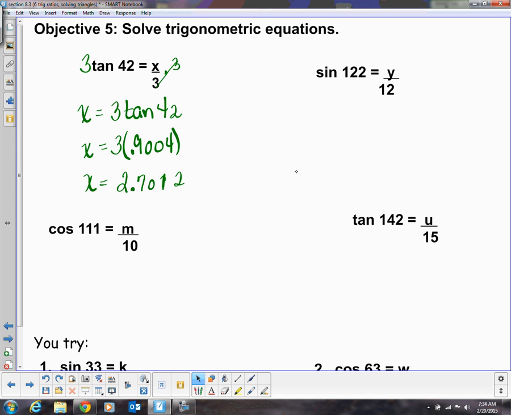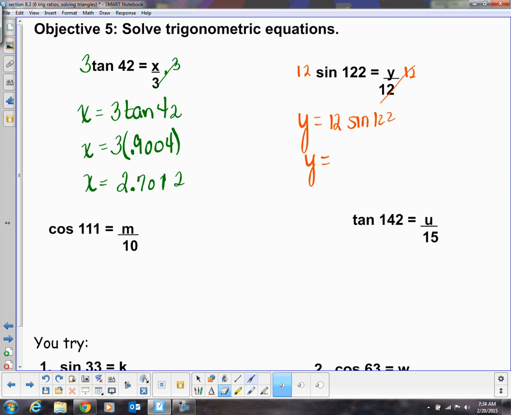What do you think we're going to do here, Leslie? On this one. Multiply this side by 12 and this side by 12, so they're gone. So that means y is equal to 12 sine 122. It's 0.8480. Wait a minute. Is that the answer? No. That's probably the sine 122.